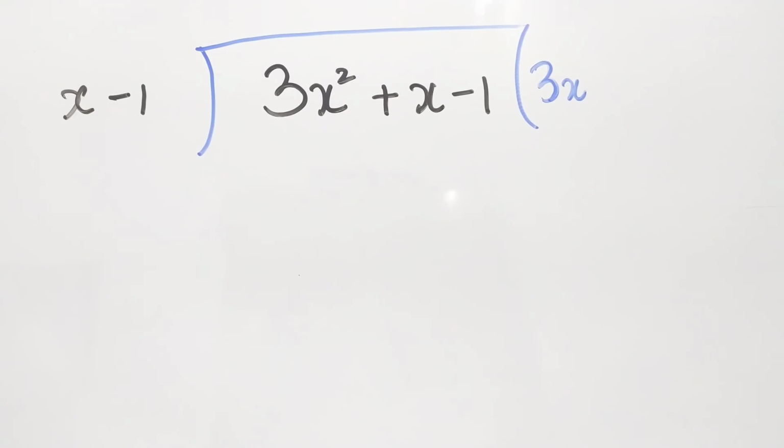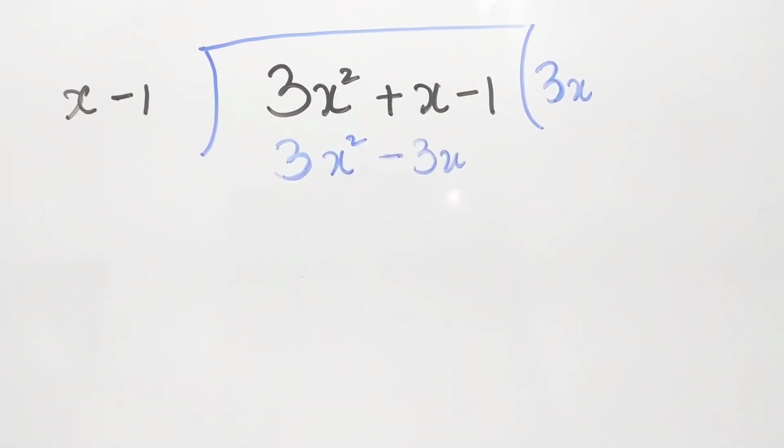Now my divisor, it's not just x. It's x minus 1, right? It's the entire thing, x minus 1. That means I can't just multiply x by 3x. I need to multiply this x minus 1 by 3x, correct? So I'll multiply first x into 3x, which will give me 3x square, and then minus 1 into 3x will give me minus 3x. So I got 3x square minus 3x.